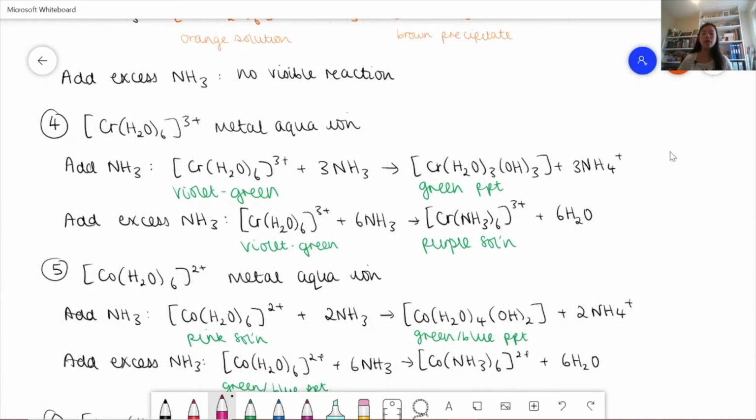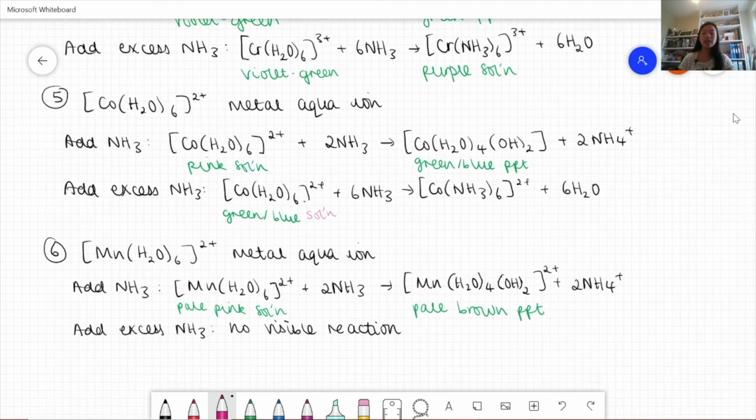And then for cobalt, what happens is that we add some ammonia. So again, like all the 2+ complexes, we form a precipitate, which is neutral because of the ammonia acting as a base. And then when we add excess ammonia, if we add 6 instead of 2, then ligand substitution occurs. So we reform an ion. And so this is also a solution.